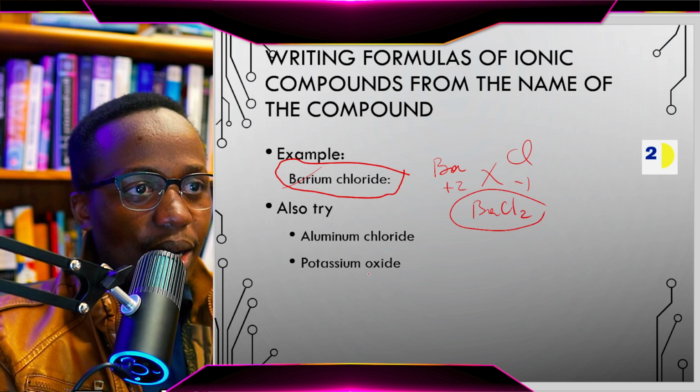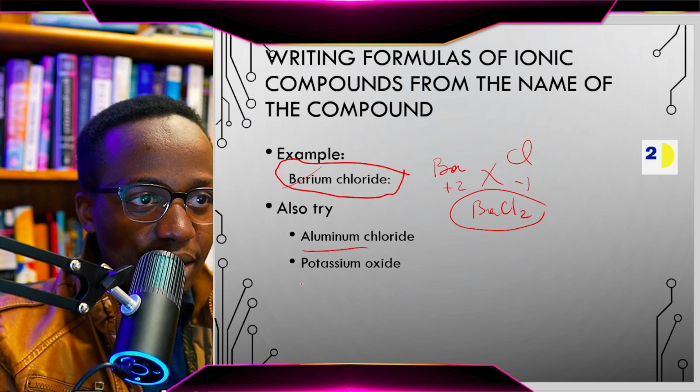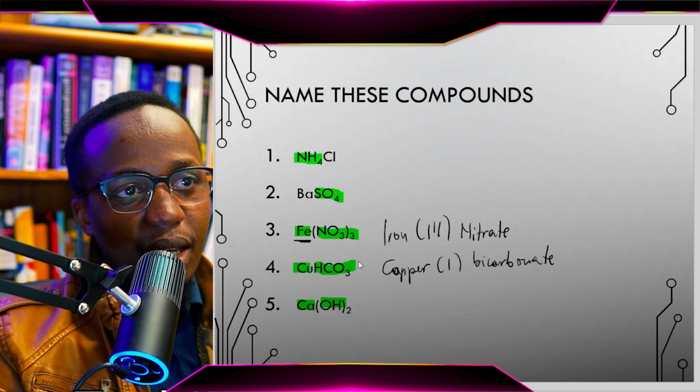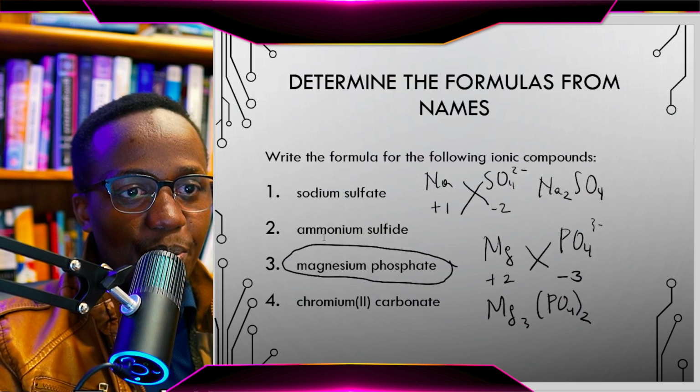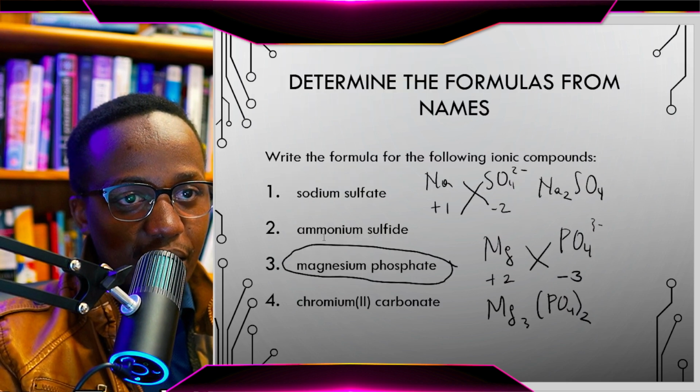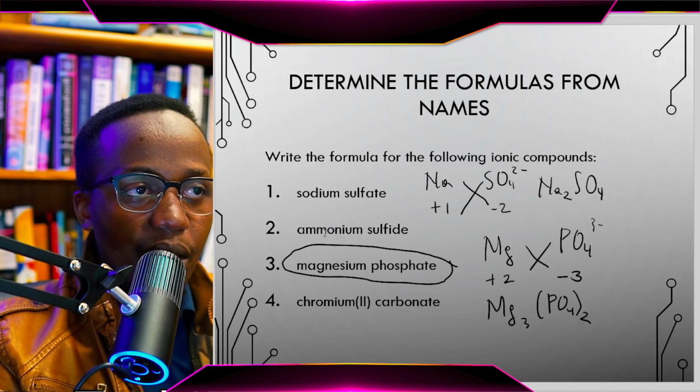And you can also try these ones as well. It's the same idea. Whether it's single ions or polyatomic ions, you do the same idea. You do the cross rule, all right?